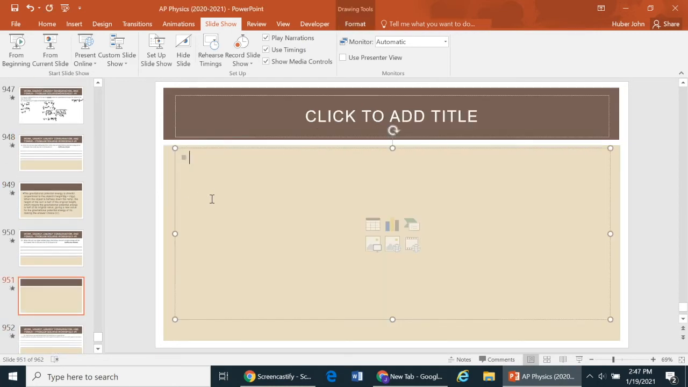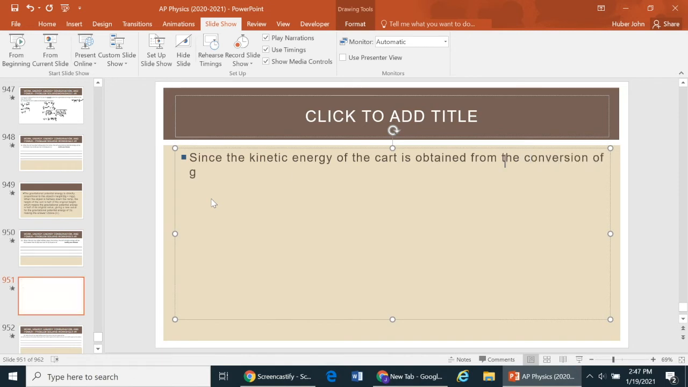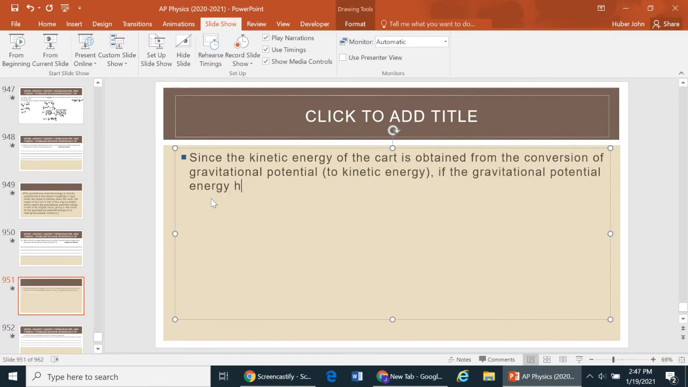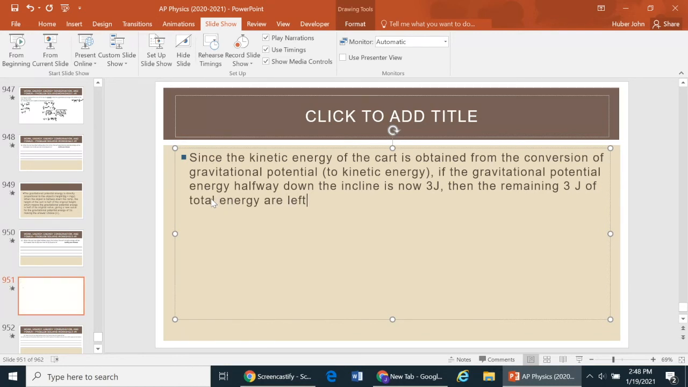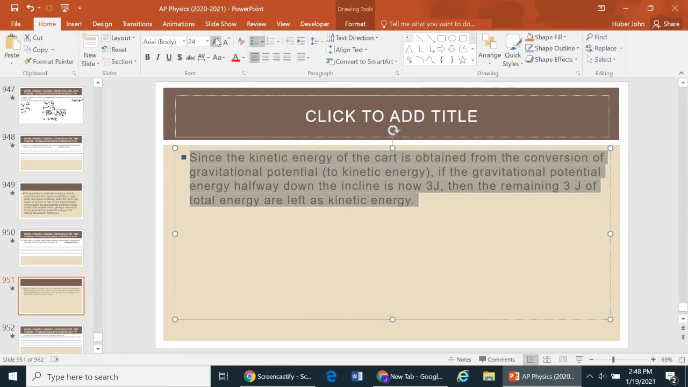So what we can say here is since the kinetic energy of the cart is obtained from the conversion of gravitational potential energy (to kinetic energy), if the gravitational potential energy halfway down the incline is now 3 joules, the remaining 3 joules of total energy are left as kinetic energy. And that's it. It's a basic conservation of energy problem.